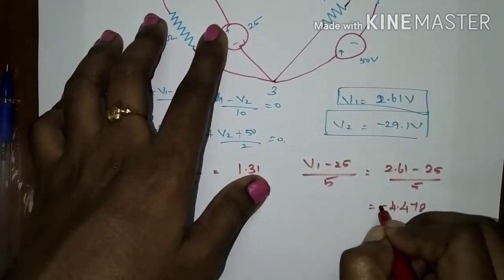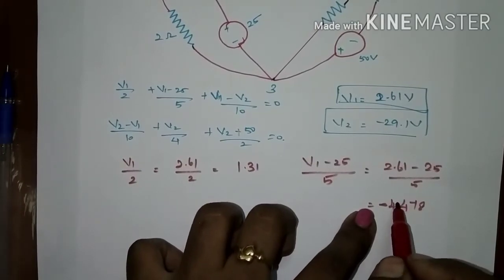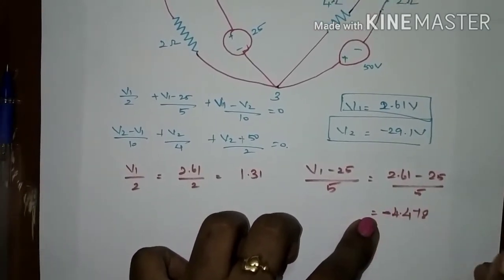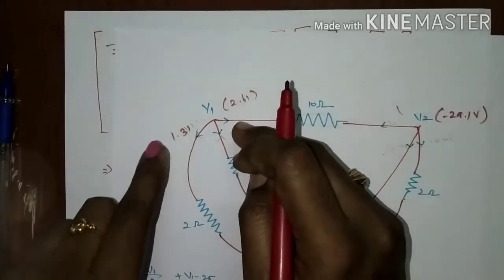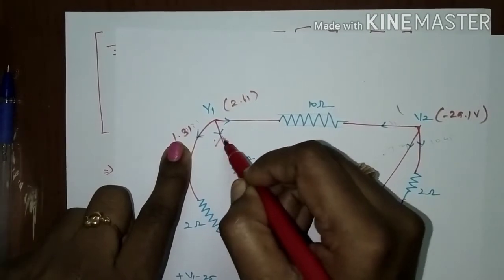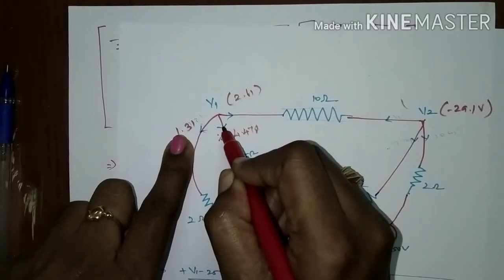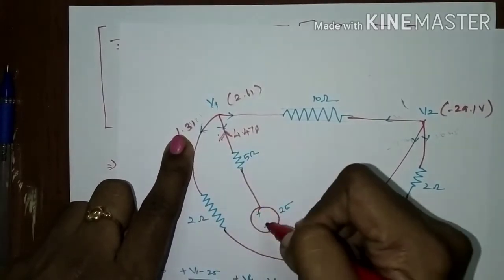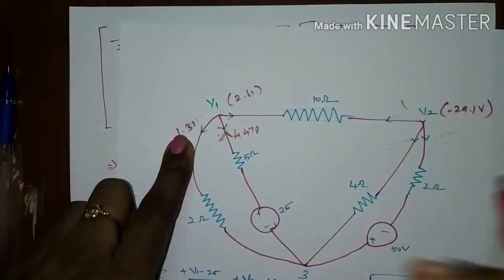Minus 4.478. The answer coming in negative shows that the current direction which you assumed is wrong. So, minus 4.478 current is not outgoing. Minus 4.478 is incoming. This is your assumed current direction which is flowing downwards, but actually the current is flowing in this way, upwards, 4.478.